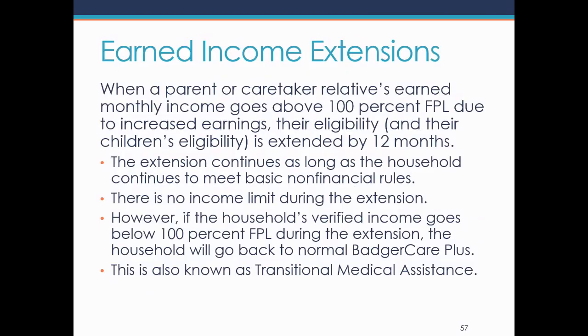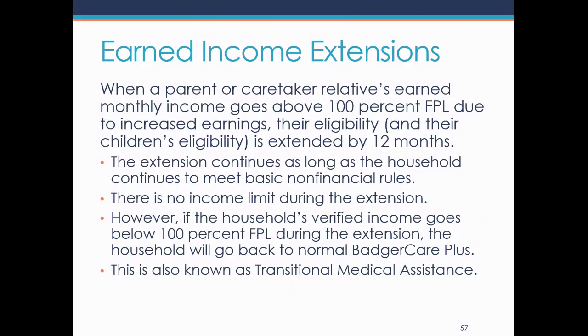Next, let's talk about earned income extensions. When a parent or caretaker relative's earned monthly income goes above 100% of the FPL due to increased earnings, their eligibility and their children's eligibility is extended by 12 months. The parent or caretaker relative must have been enrolled in Badger Care Plus with a monthly income at or below 100% of the FPL for at least 3 of the last 6 months prior to the income increase in order to be able to enter the extension.